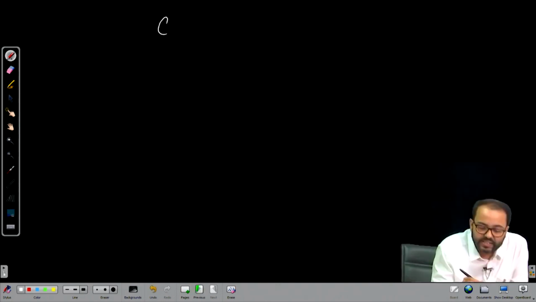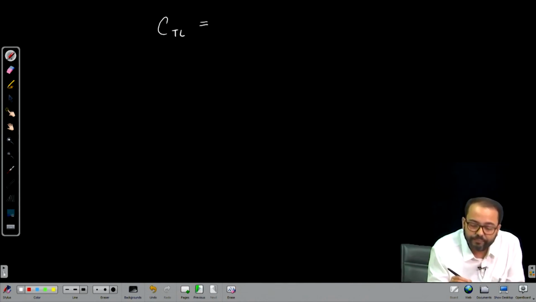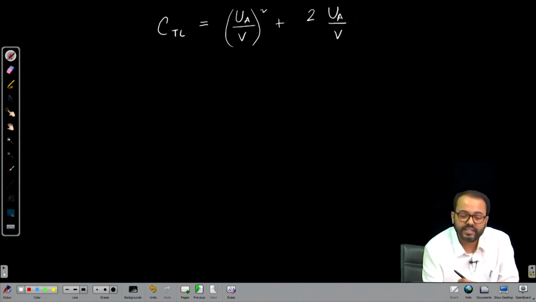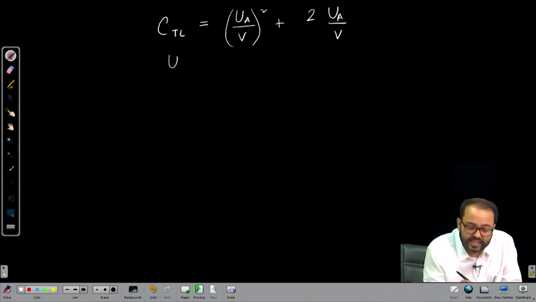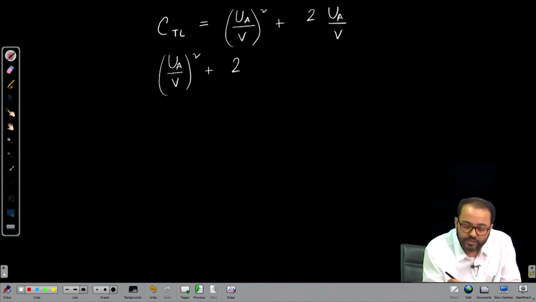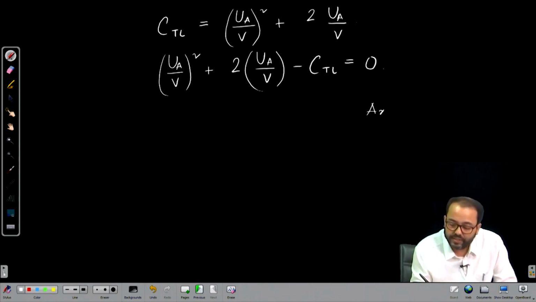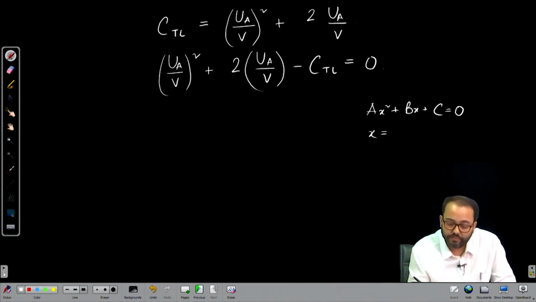So, if we expand this equation, CTL becomes Ua by V whole square plus 2 Ua by V. Now, we can write it as a quadratic equation, Ua by V whole square plus 2 Ua by V minus CTL equal to 0, which is basically of the form A x square plus B x plus C equal to 0, where the variable we can calculate, x here, is Ua by V.